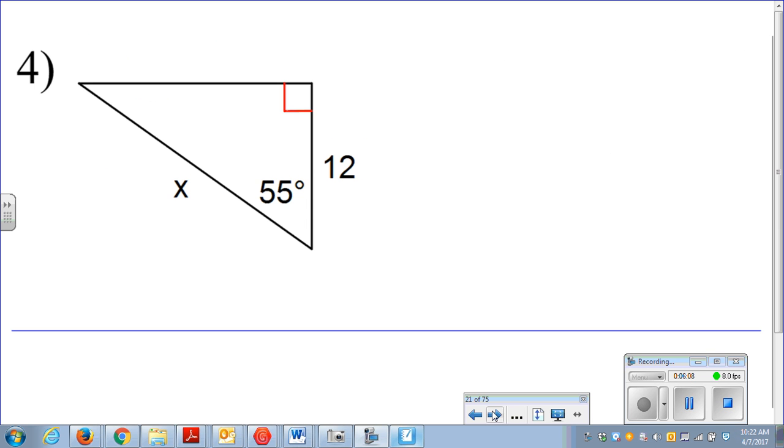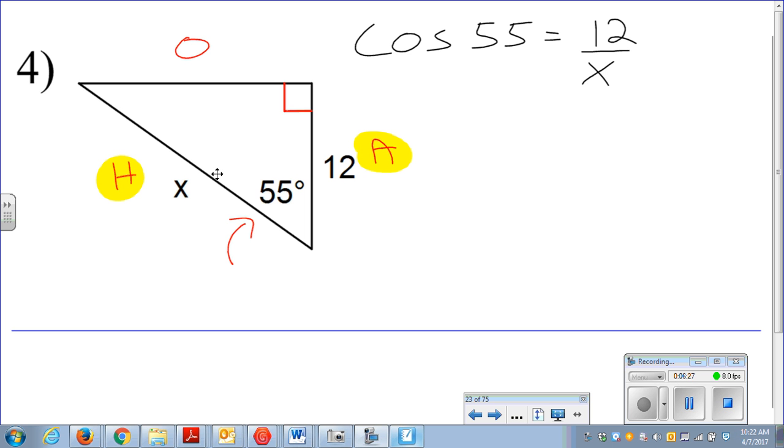Okay. Next problem here. We'll go through our steps again. You label the triangle: hypotenuse, angle, opposite, adjacent. Step 2, pick the correct trig function. With the hypotenuse and the adjacent, we're going to use cosine. So it's always sine, cosine, or tangent of the angle. In this case, it's 55. It's equal to adjacent over hypotenuse. So that's going to be 12 over x.